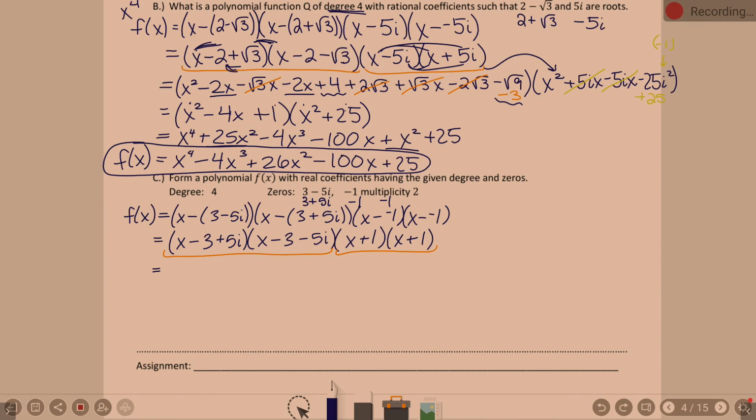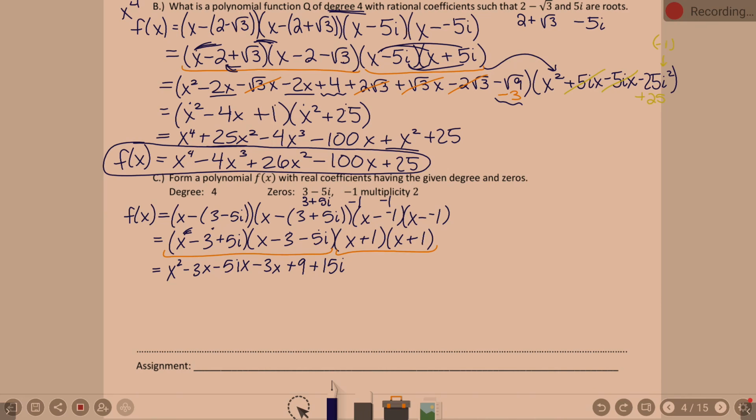Take my x and distribute. X times x, x squared. X times minus 3, minus 3x. X times minus 5i, minus 5ix. Then distribute the negative 3. Negative 3 times x, minus 3x. Minus 3 times minus 3, plus 9. Minus 3 times minus 5i, plus 15i.